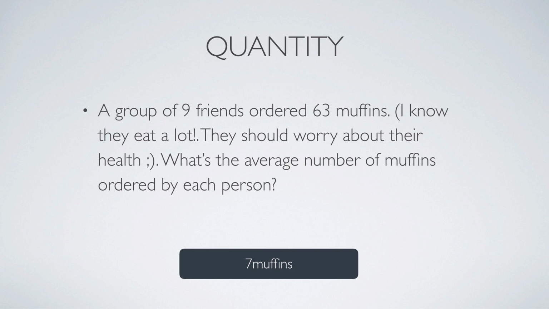Another example would be to look at quantity. A group of 9 friends ordered 63 muffins. That's a lot of muffins. What's the average number of muffins ordered by each person? 63 muffins divided between 9 friends would give you 7 muffins apiece. I hope you're able to get an idea behind what averages entails.